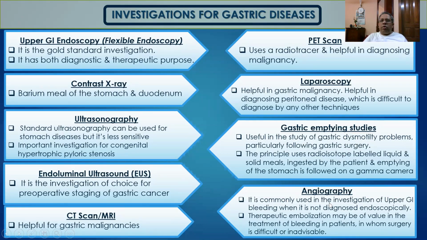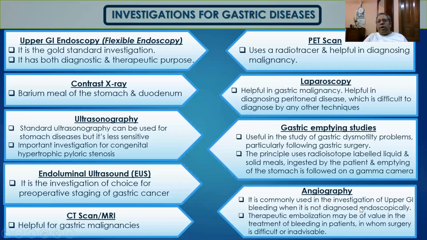Angiography is also an investigation and also a therapeutic approach. It is commonly used in the investigation of upper GI bleeding when the bleeding point is not diagnosed endoscopically from the upper GI tract. In that case, we go for angiogram. A vascular angiogram is done, the celiac trunk and the branches supplying the stomach can be visualized, and we look for any vascular bleeding site.